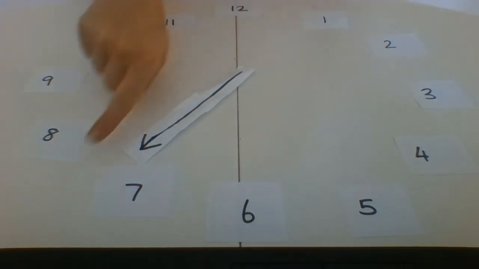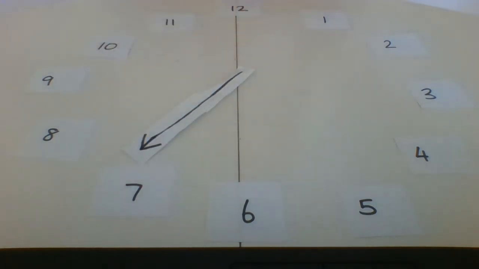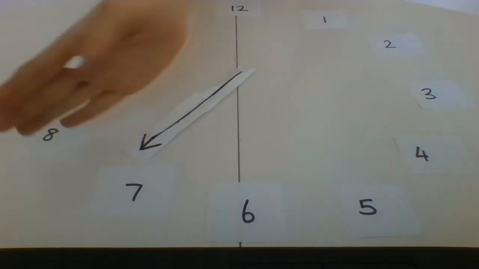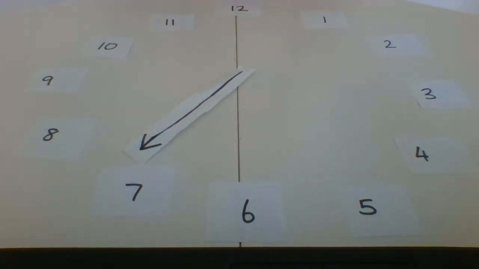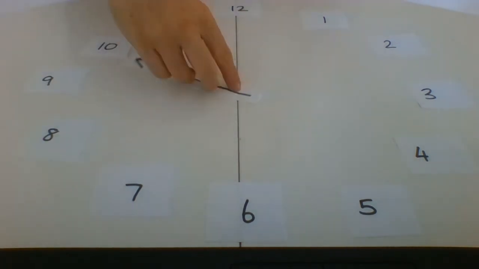So it's not halfway, it's not exactly at the 7. The hour hand has just gone past 7, so it must be 7:15. So a quarter of the way from 7 to 8, 7:15. Let's do one last one.